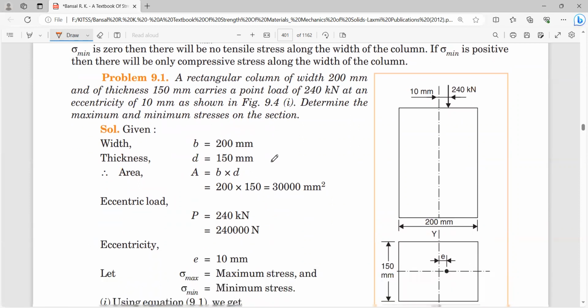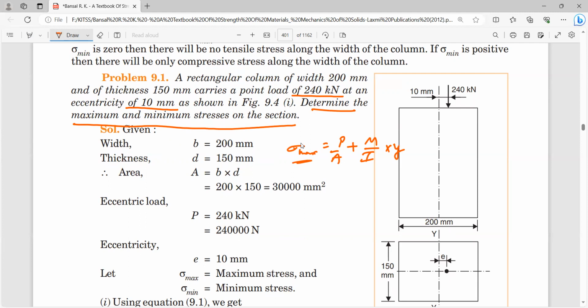Now we'll see one problem. A rectangular column of width 200 mm and thickness 150 mm carries a point load of 240 kN at an eccentricity of 10 mm as shown in the figure. Determine the maximum and minimum stresses in the section. Simply, maximum stress sigma max is equal to P by A plus M by I into Y. This is the formula, M by Z.